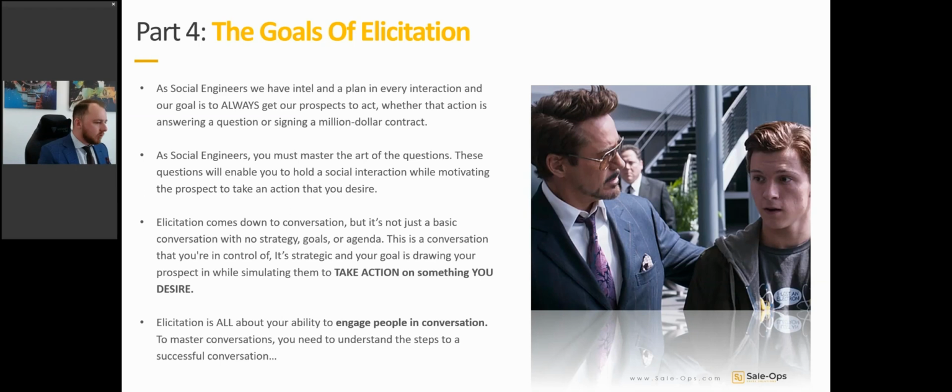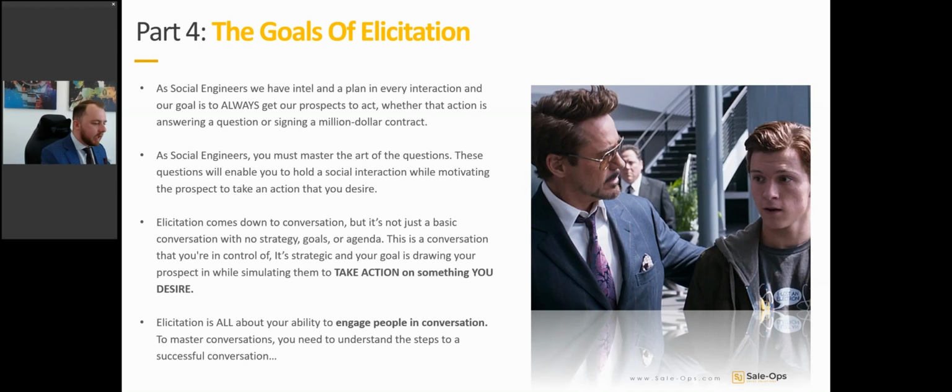Now, as social engineers, you must master the art of questions. These questions will enable you to hold a social interaction while motivating the prospect to take action on something that you actually desire. And when it comes to elicitation, elicitation comes down to conversation. But it's not just basic conversation with no strategy, no goals, or no agenda. This is conversation that you are in control of.